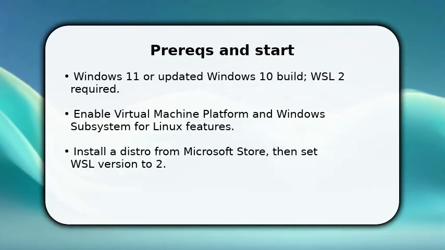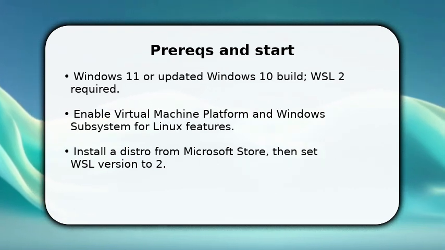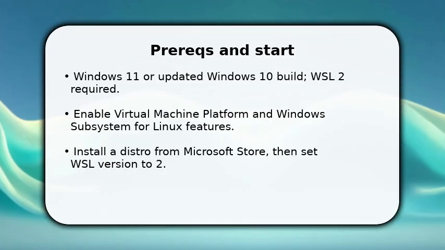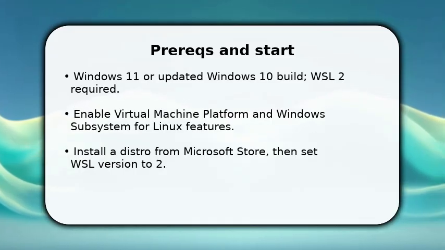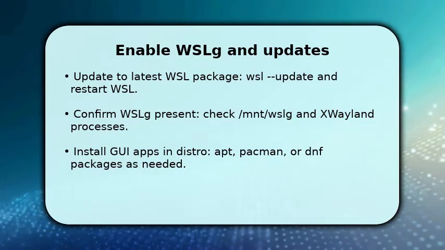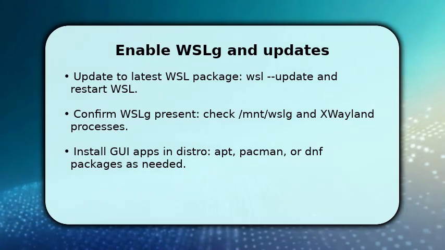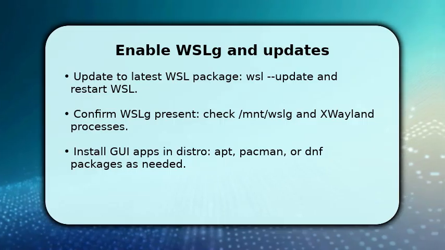This starts the only supported path to a GUI inside WSL on modern Windows. Next, make sure WSLg is activated because it provides the Wayland/X server integration you need. You'll run wsl --update from PowerShell and then wsl --shutdown to restart the WSL daemon.